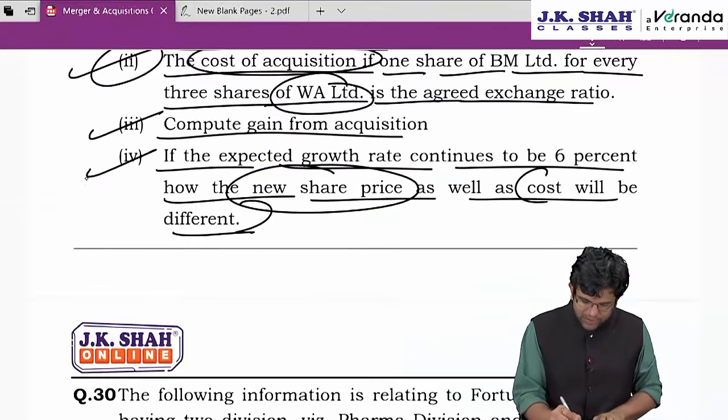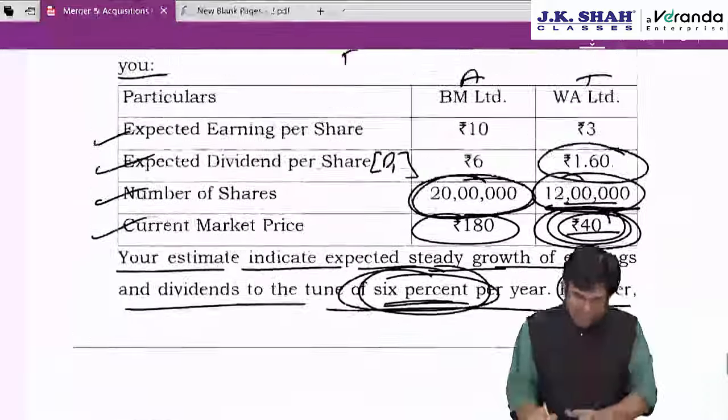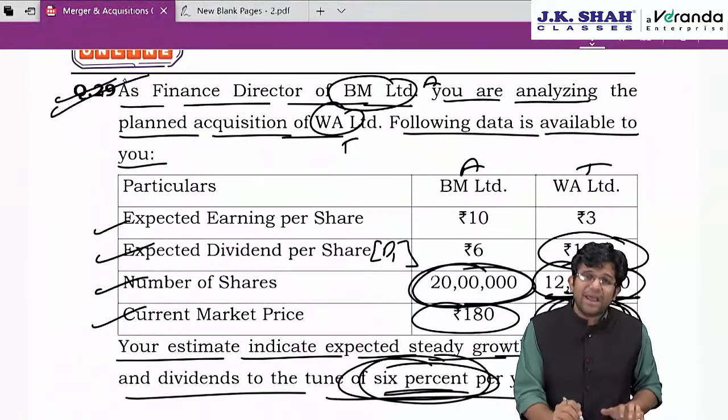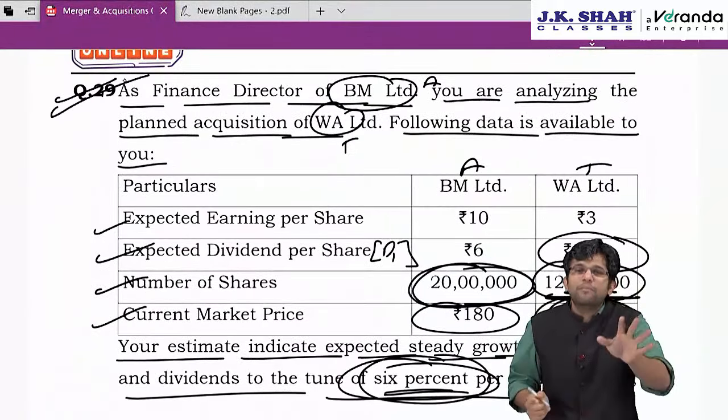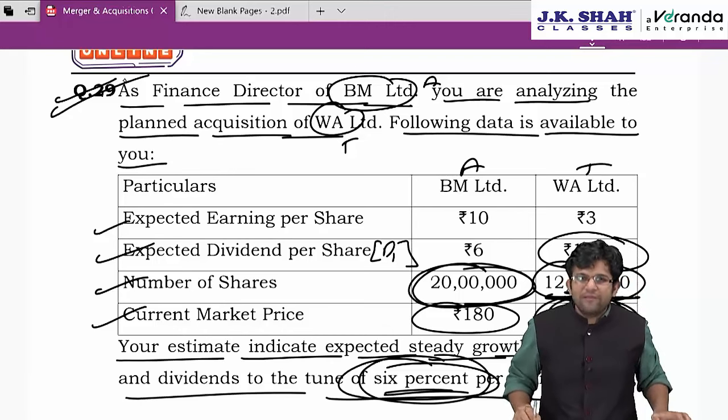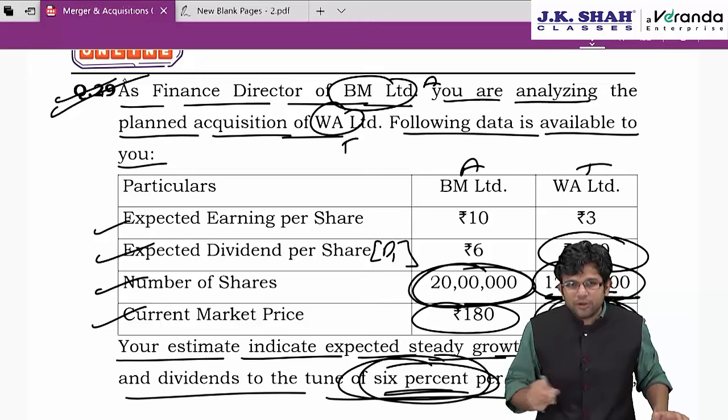So with that, students, we complete point number 4. I hope you understood this question 29 and also this module of impact of growth rate change. Everybody clear? So I will now flash the solution of this question on your screens. You can pause the video and copy down the notes.